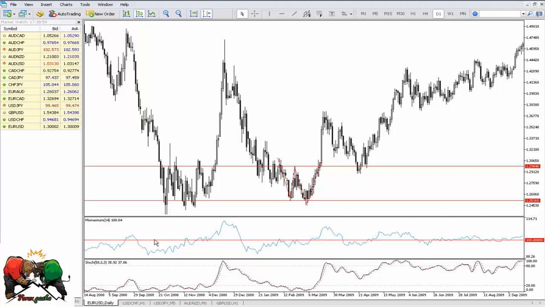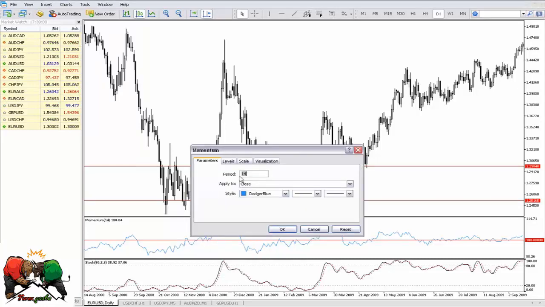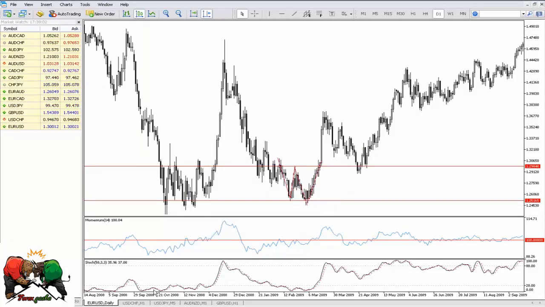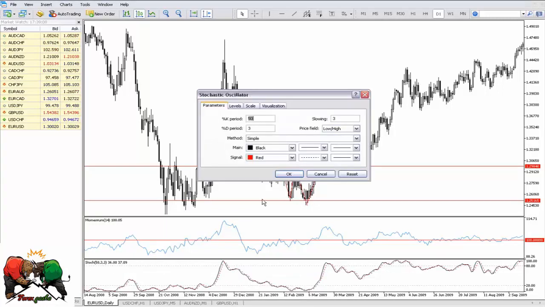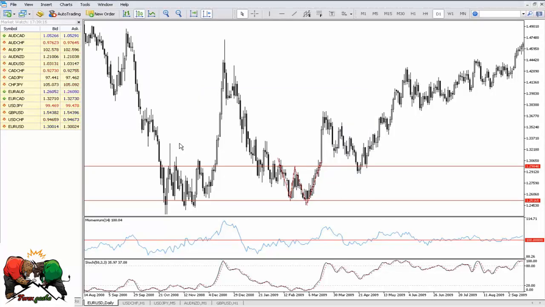If you're using MT4 or MT5 or any other software that has the momentum indicator, please load it up and change the setting to 14. And if you haven't got that, not to worry, use the stochastics indicator, which is just as good, and change the setting to 5, 3, 3. So the percentage K has to be 5 and the other two periods have to be 3. Okay, that's done.